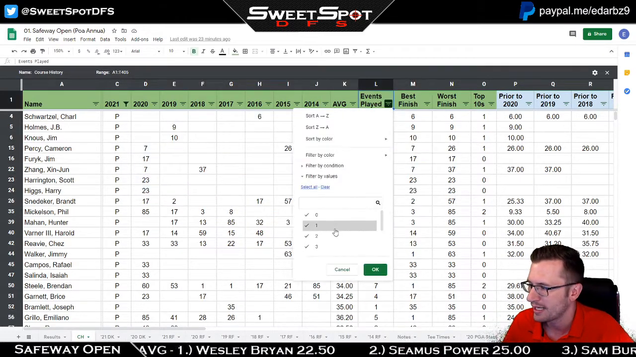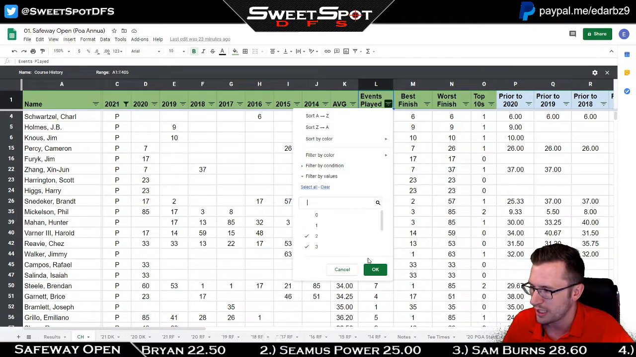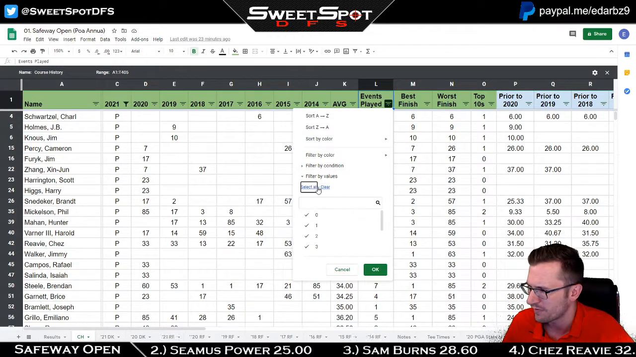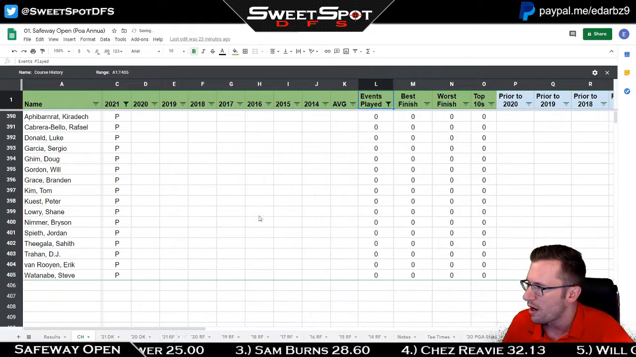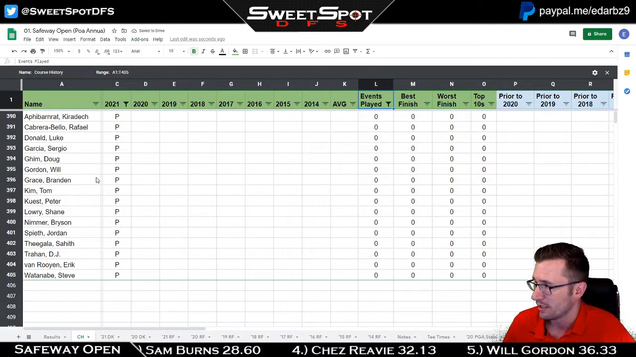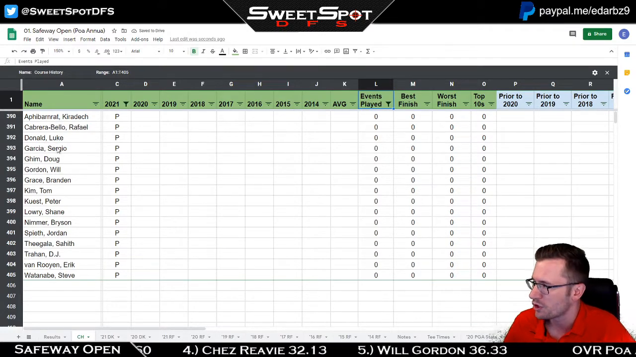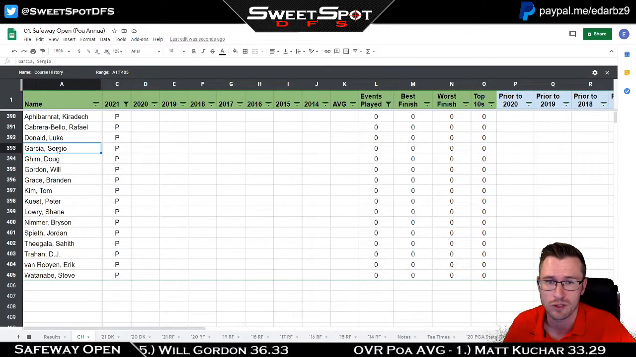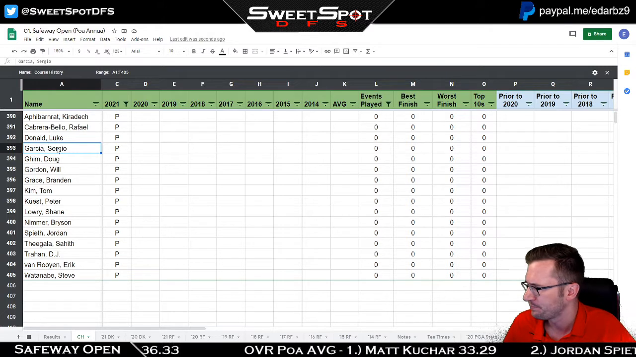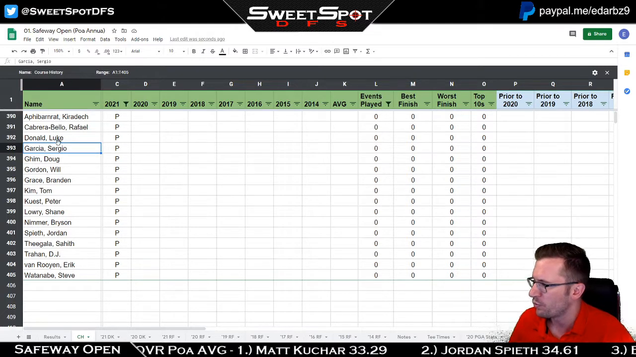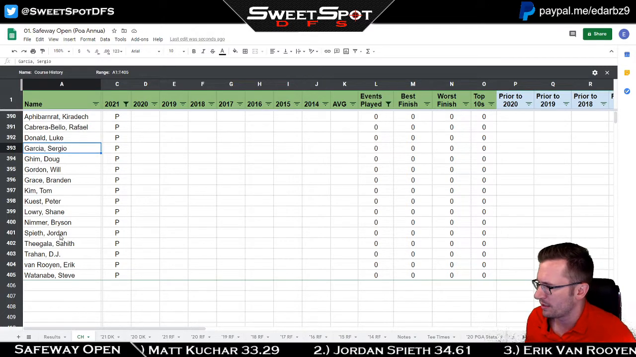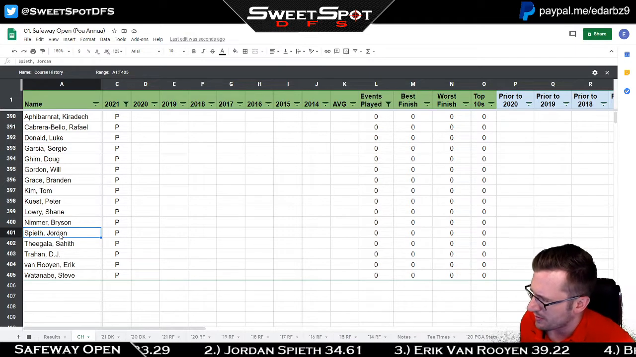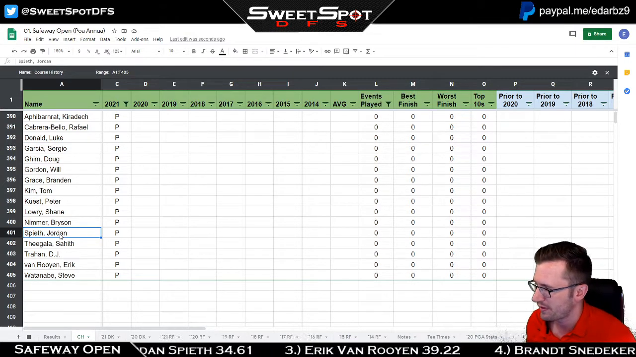So I like to take out the rookies, first-timers. Actually, let's look at the first-timers. Who in this field has not played? Okay, so Sergio probably has played this course, but you're going to have to go further back than 2013. But really, you can see a lot of golfers. And that's weird that Jordan Spieth hasn't been here, but I would say Jordan Spieth has never played this course.